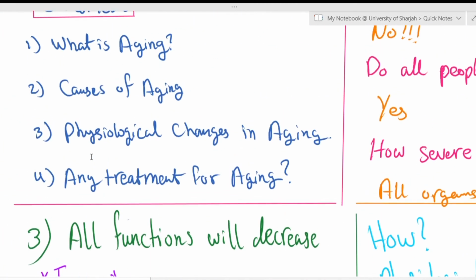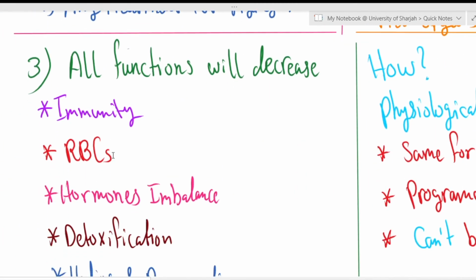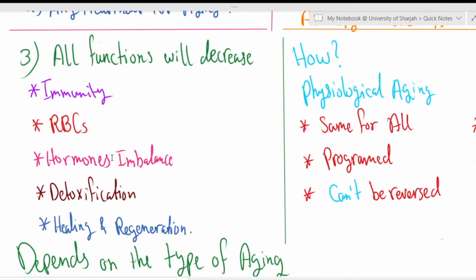After the causes, we go to the physiological changes. So what actually happens? In the physiological changes, in aging, all the functions will decrease. So what functions are we talking about? We're talking about immunity, because we have immune cells. So these immune cells will have a lot of damage, so decreased immunity.